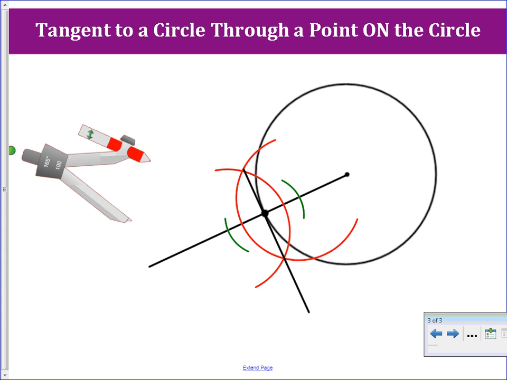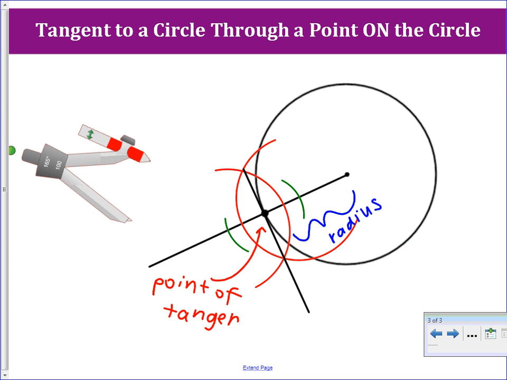The reason why this construction works, we have in our circle this original piece right here. This piece represents the radius. Over here, this point is now going to represent our point of tangency. And what we just created is we created a perpendicular line through that point, and one of our circle properties is a radius is always perpendicular to the point of tangency every single time. So that is how this construction works, and it's based on our perpendicular bisector construction. So that is how to construct a tangent to a circle through a point on the circle.